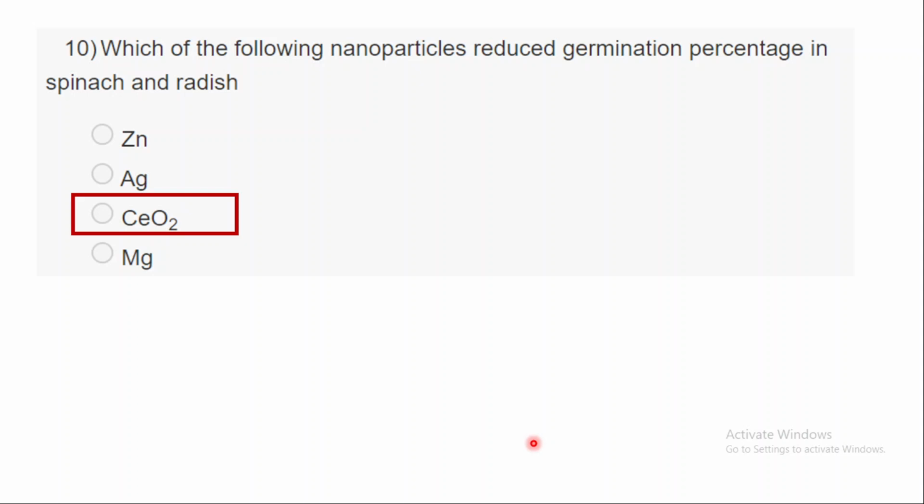Correct answer is option C, cerium oxide. Congratulations to all the students who answered C. They are right. Now let's understand what happened with germination.